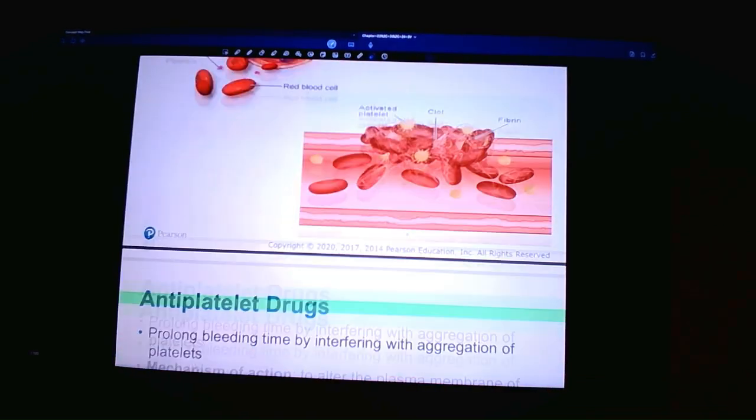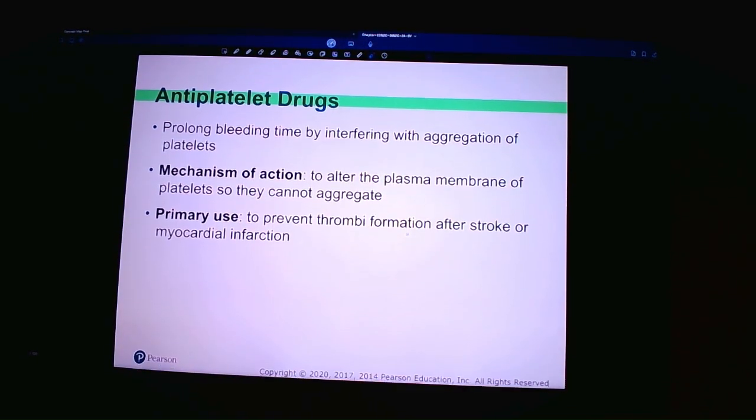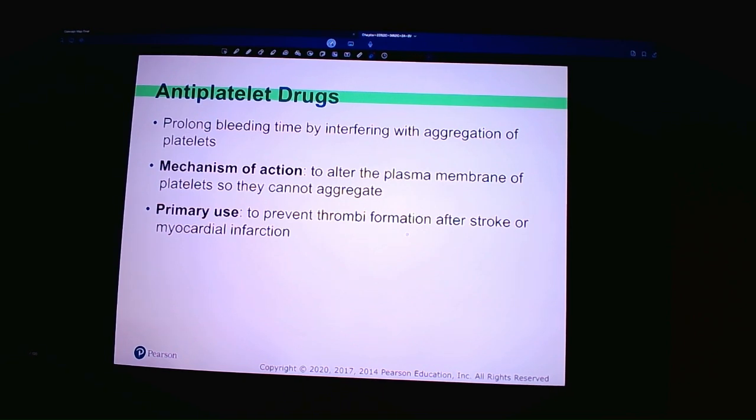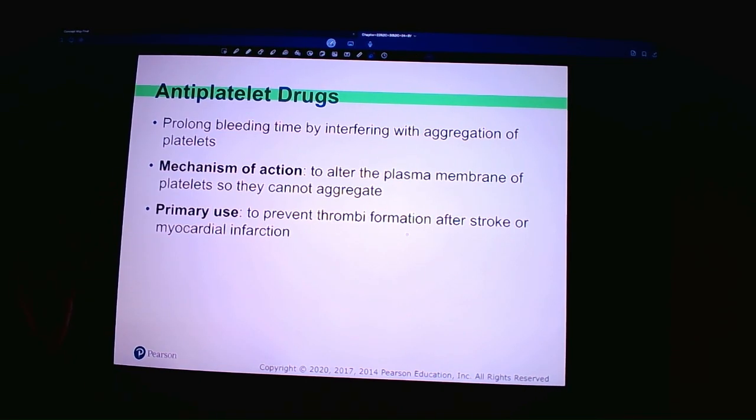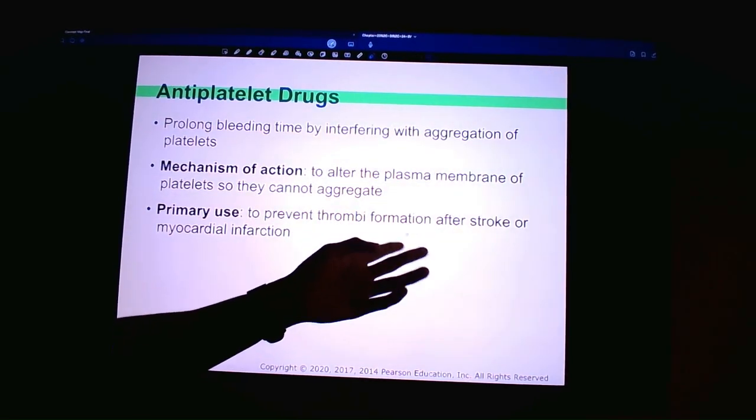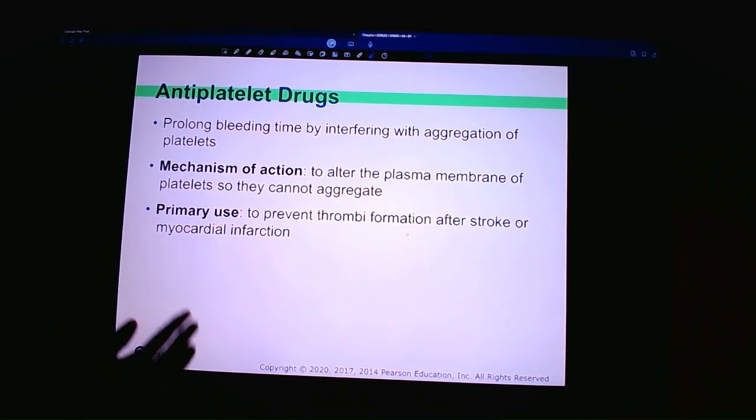Now we're going to move on to our antiplatelet drugs, so somewhat halfway through, but not quite fully there. Antiplatelet, again, we talked about it. We're affecting the ability of the platelets to aggregate. It's generally pretty clear. It's used to prevent any thrombi formation after a stroke or MI. So this is more of a long-term drug, typically. You'll see a lot of older people taking it.